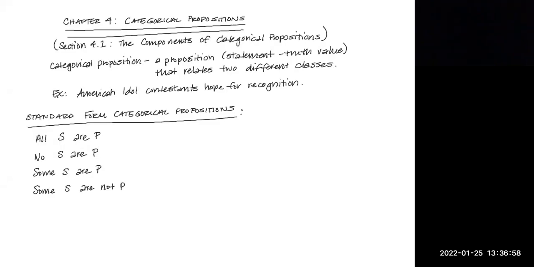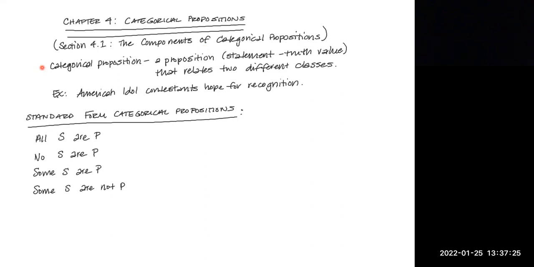In this video, we begin our work with categorical propositions. We're going to use categorical propositions for the entirety of the third test. So we're going to look at categorical propositions when it comes to proofs, when it comes to Venn diagrams, and when it comes to mood and figure. Here, we're going to restrict ourselves to looking at just the components of categorical propositions first.